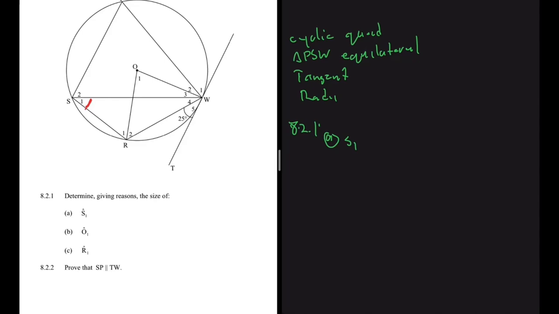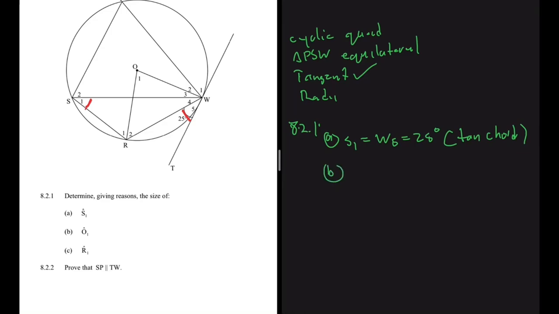And then the third point talks about the tangent. We have tangent TW, right? And this is how we are going to determine S1. Look at W5. W5 is between TW and RW. And then at the same time, RW subtends S1. So S1 will be equal to W5. It will be equal to 25 degrees. And why are we saying so? Tan chord theorem.